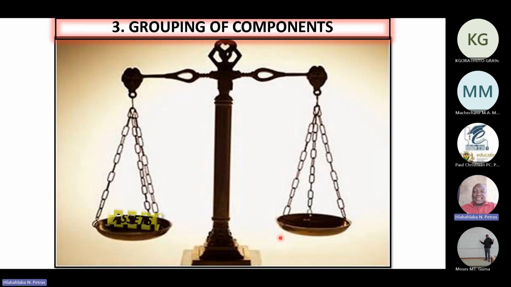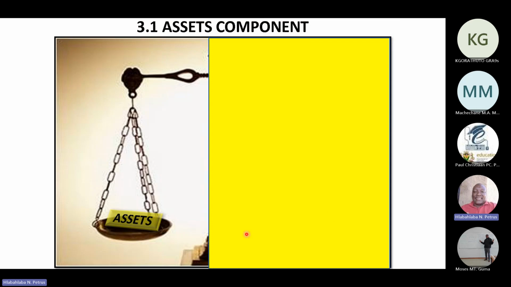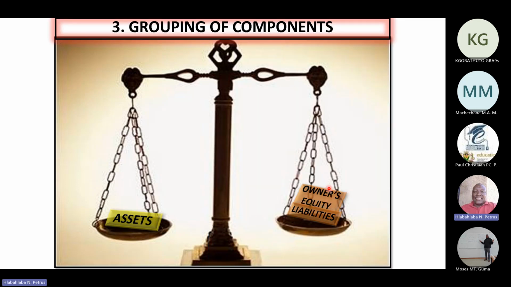And then, learners, as I've mentioned about this equation, assets must always be equal to owner's equity plus liability. Assets must always be equal to owner's equity plus liability. This equation must balance.